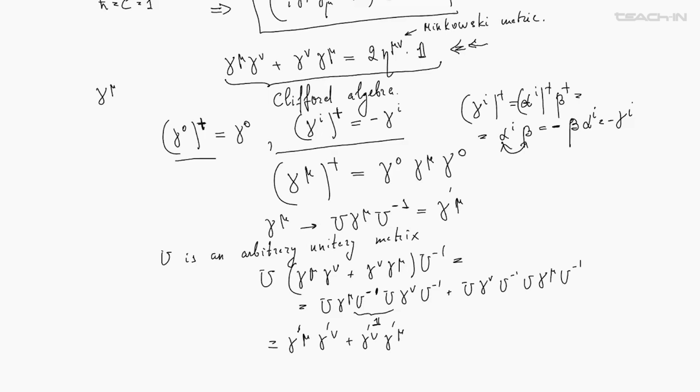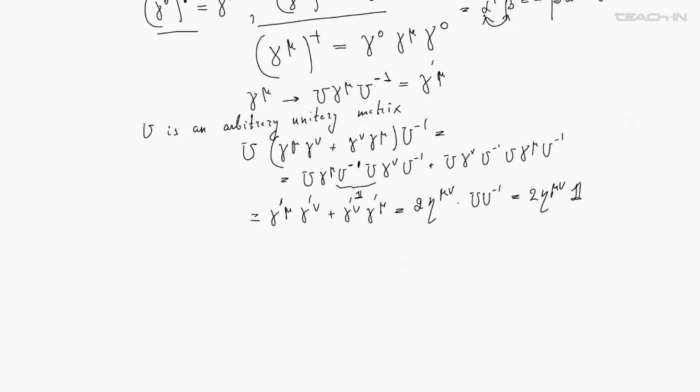And what you have on the right hand side of this relation is just still 2 eta mu nu. Since in the original Clifford algebra relations, on the right hand side you have the identity, you have U minus 1, which is the same identity matrix, 2 eta mu nu identity. Okay. So the new gamma matrices obtained by this unitary transformation satisfy the same Clifford algebra relations. And you can also check in an analogous way that due to unitarity of U, the hermiticity properties of the newly introduced gamma matrices are the same as for the old ones.